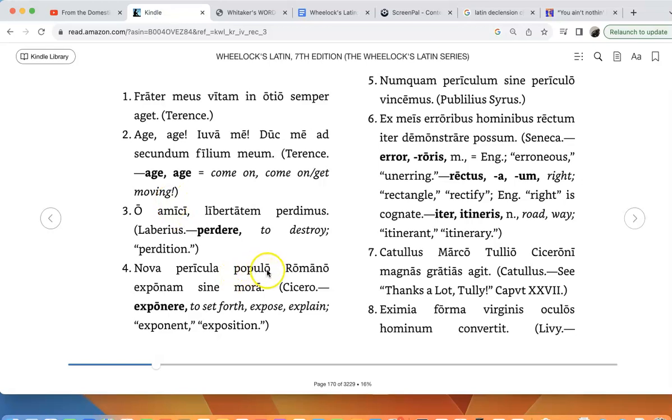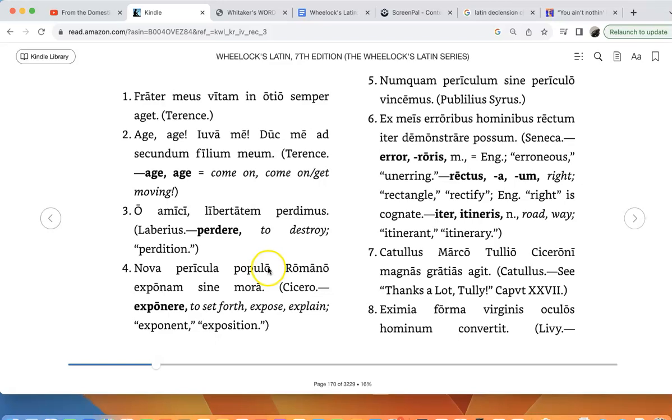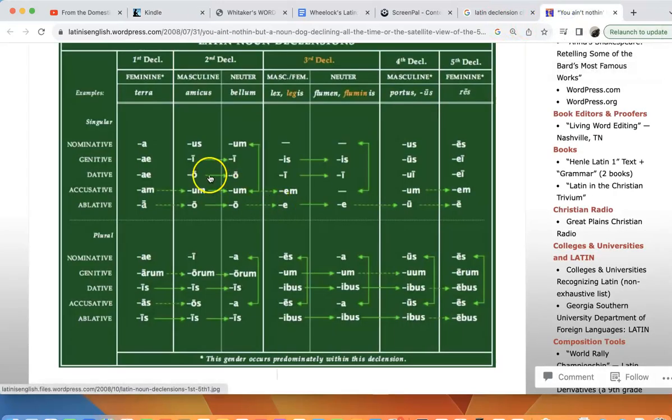But then to whom? To the Roman people. So let me write that down. To the, again, you want to capitalize adjective nouns. Some of you on your test are not capitalizing your adjective nouns. Now, populo Romano both end in O. Why? Because second declension dative singular is O. Remember, dative is to or for whom something is done.